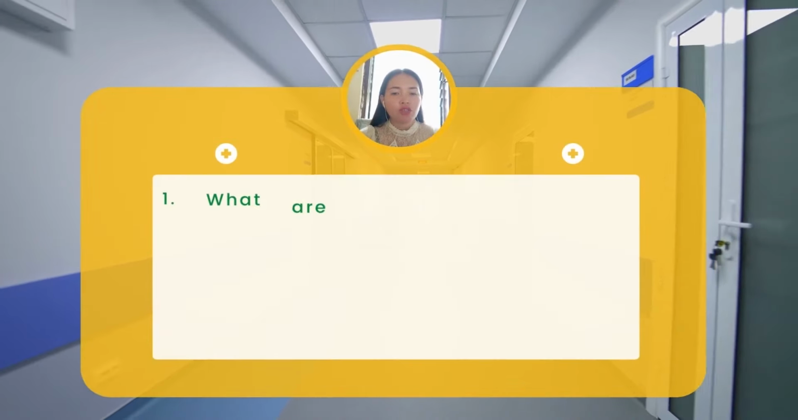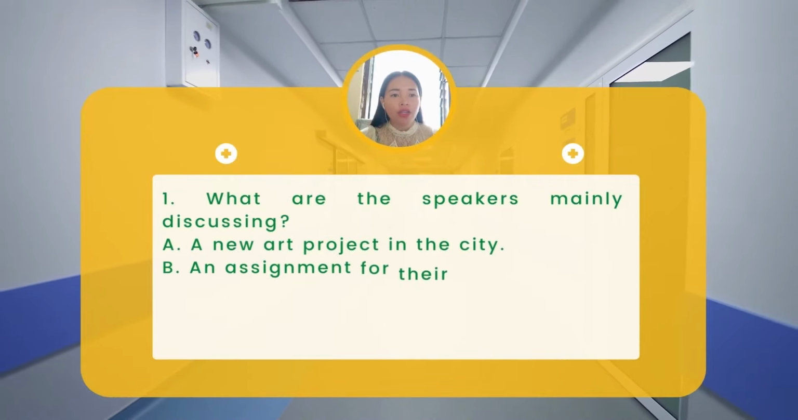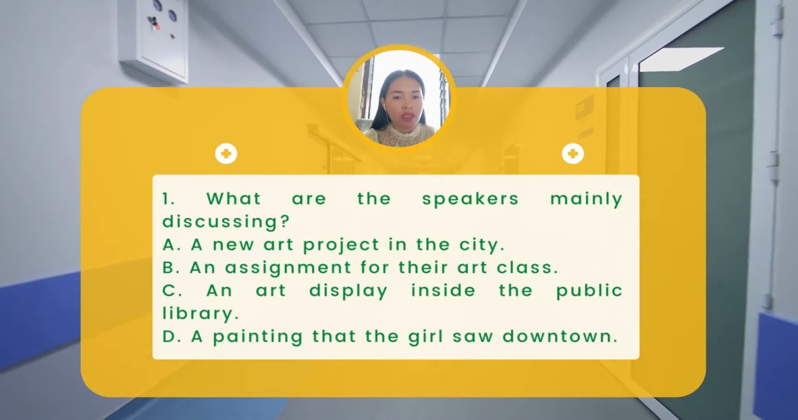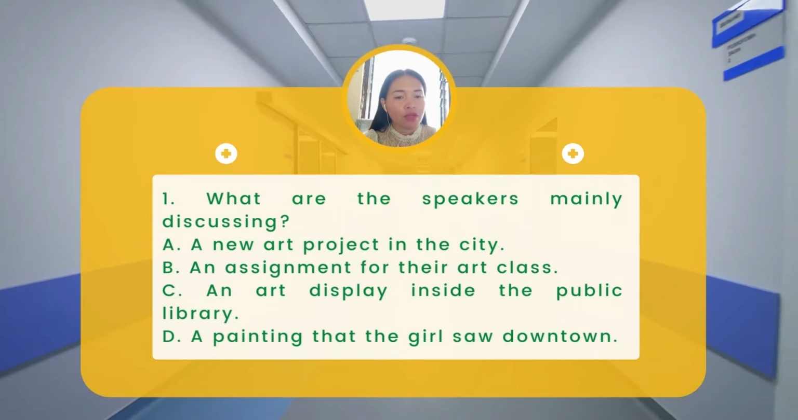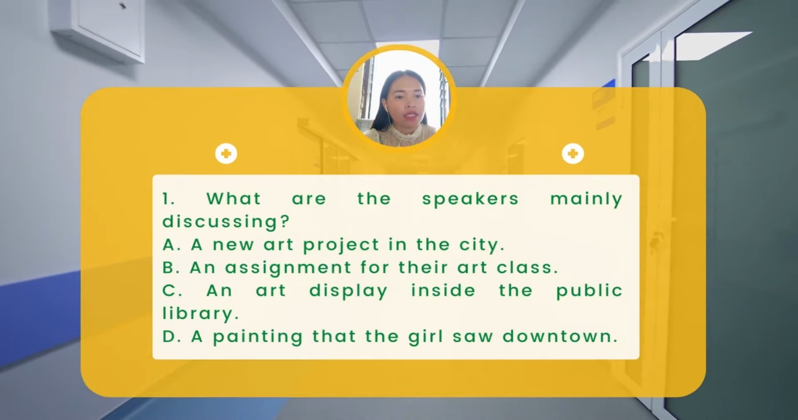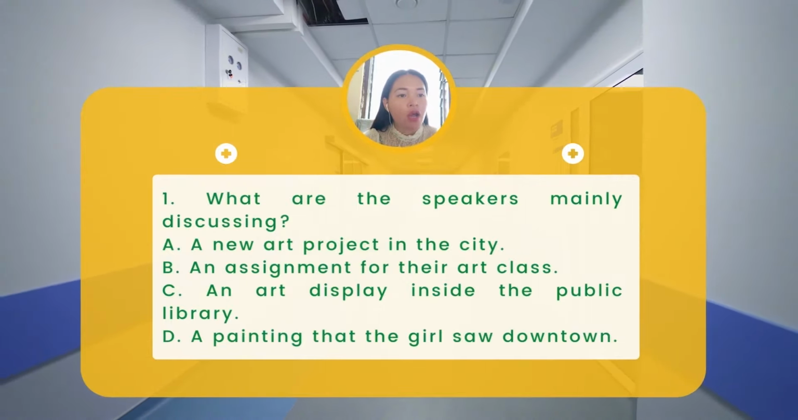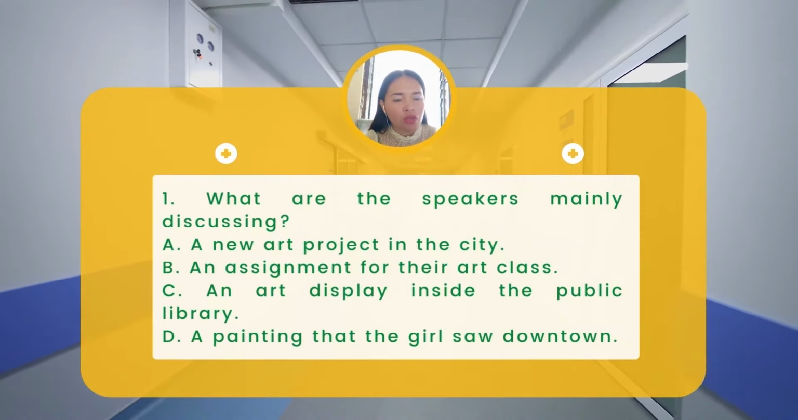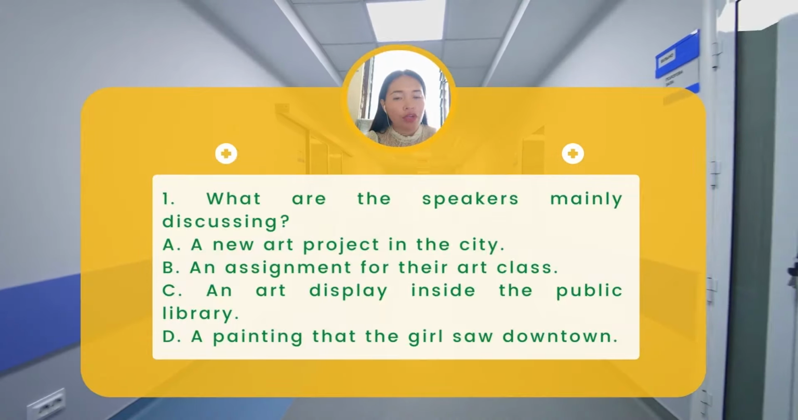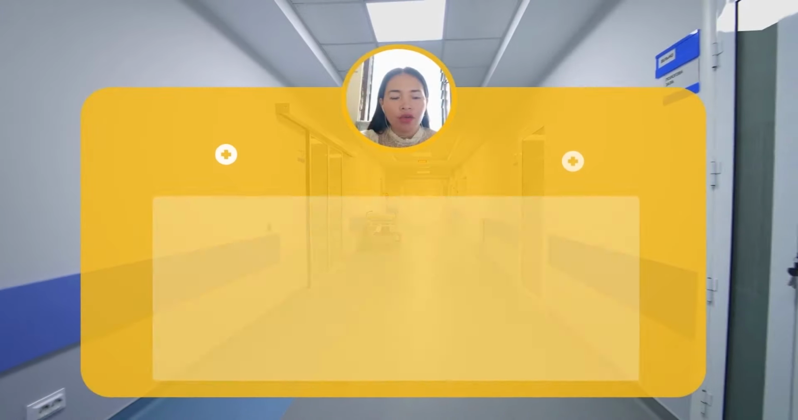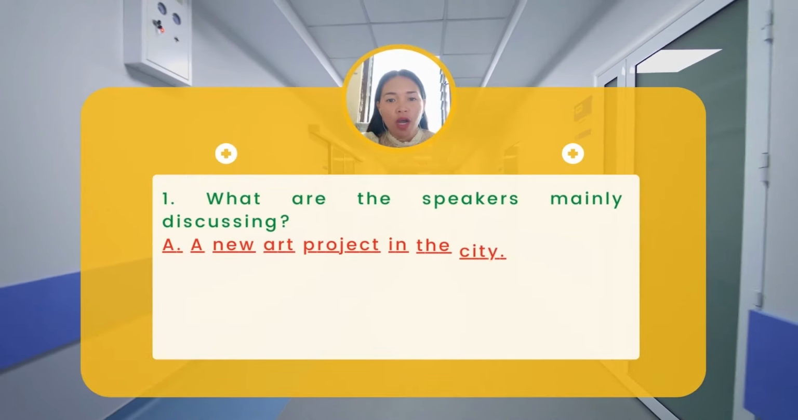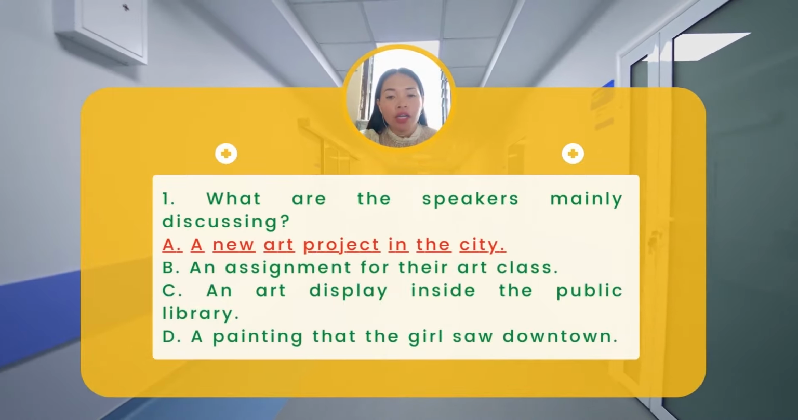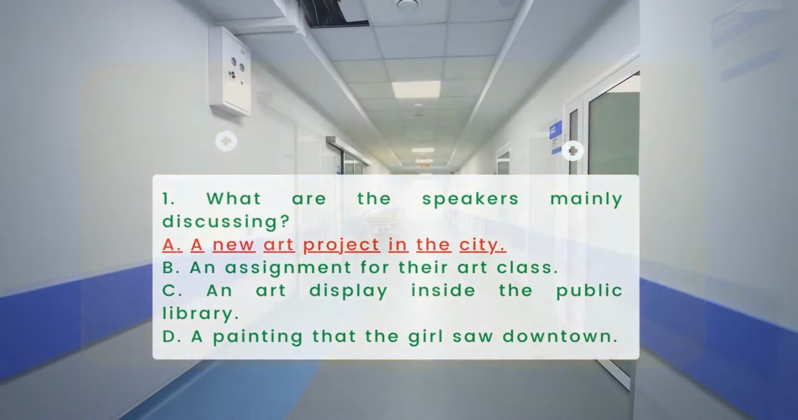Okay, so let's have question number 1. What are the speakers mainly discussing? Is it letter A, a new art project in the city, B, an assignment for their art class, C, an art display inside the public library, or D, a painting that the girls saw downtown? So what do you think is the correct answer for number 1? Okay, so the correct answer for number 1 is letter A. A new art project in the city.